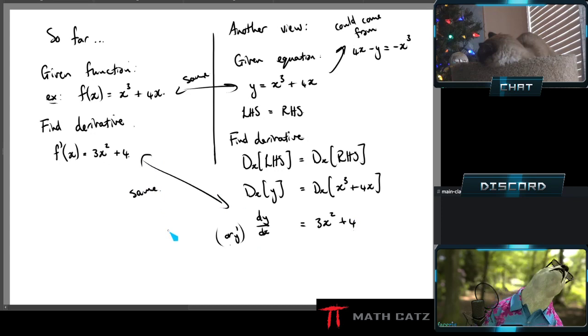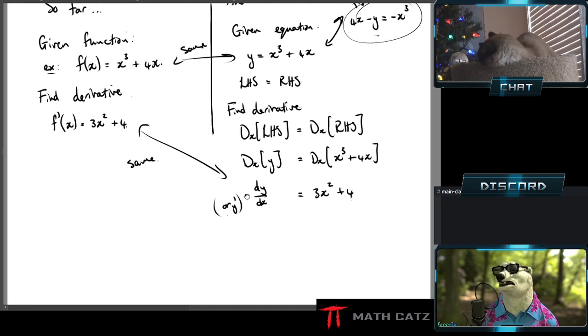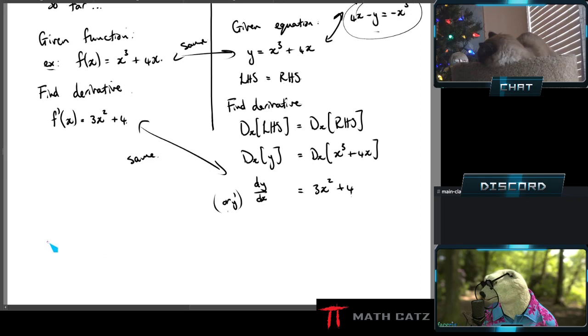Just a different view of the same thing. Now, if I take this version, for example, remember, it's the same equation. Same equation. And I see, let's just see here. I'm going to peek ahead. 4x minus y equal to negative x cubed.